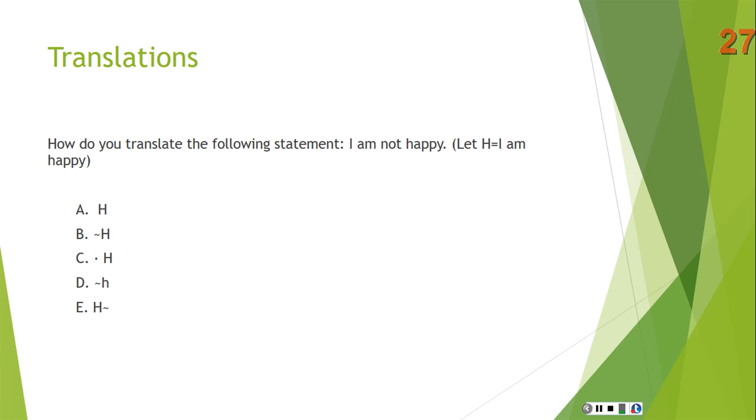And then as for D, we have tilde lowercase h. Remember that statement letters are supposed to be uppercase. You only translate simple statements with uppercase letters. And then it's not E either because the tilde comes after the H. The tilde is supposed to come before the H, right? We'll learn a little bit more about how to properly construct statements in propositional logic a little bit later. But for now, just know that you would translate it as option B.